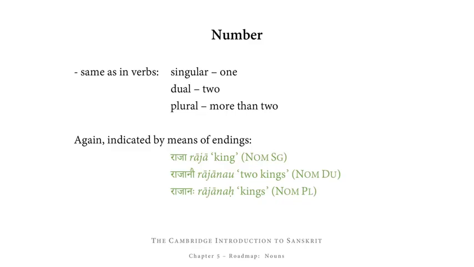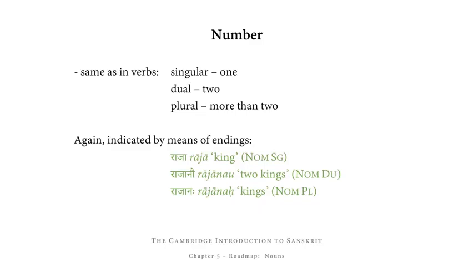Next up comes the category of number, and number in nouns or in nominal forms is the same as in verbs. We have singular, dual, and plural. The singular is used to refer to exactly one, the dual is used to refer to exactly two, and the plural is used to refer to more than two. And again, in Sanskrit, number would be indicated by means of endings.